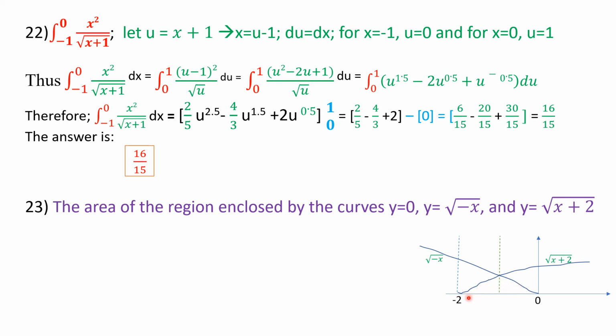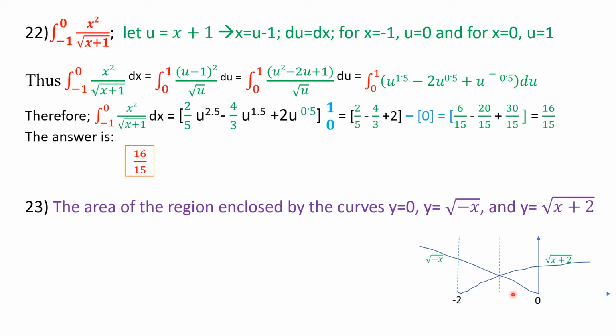And now we just have negative 2 and 0. But we cannot use negative 2 and 0 only, because this area is not covered by one graph. It's covered by two sketches. So the left-hand side of this dotted line has a different function, and the right-hand side has the other function. The left-hand side here is controlled by square root of x plus 2, and the right-hand side here is controlled by square root of negative x.